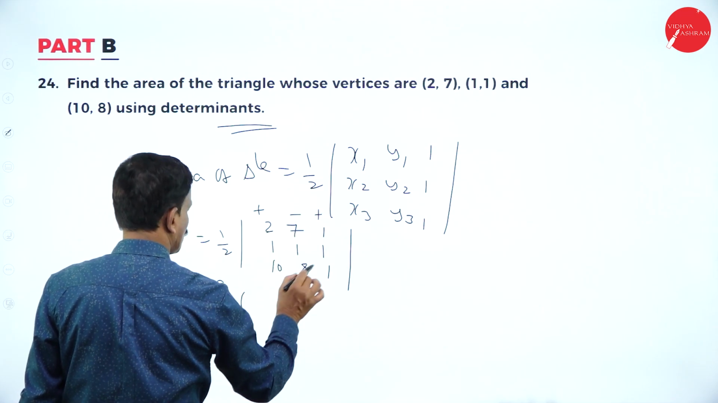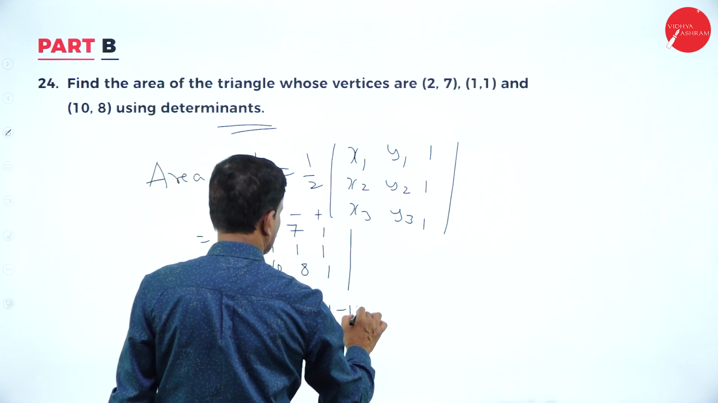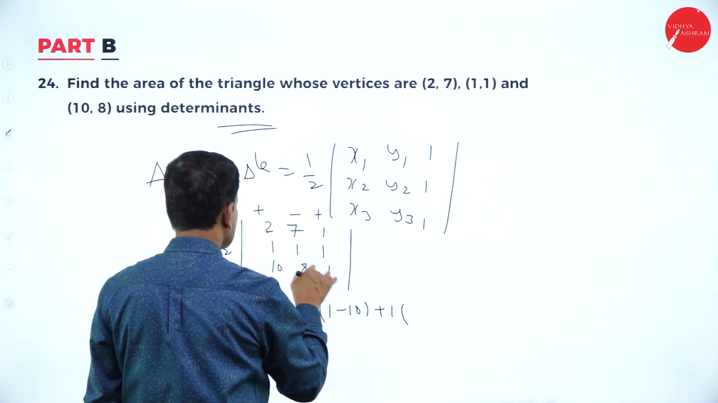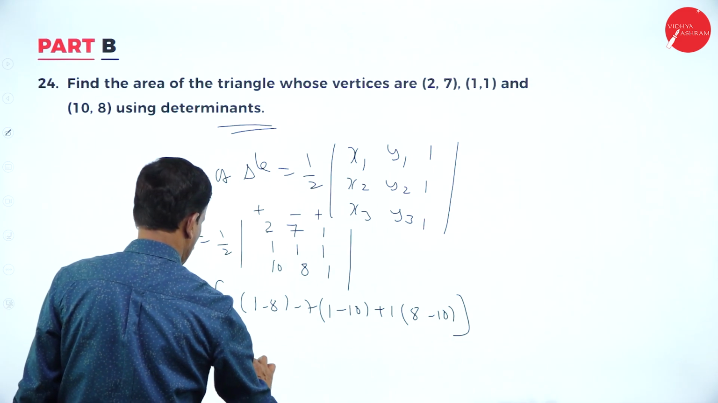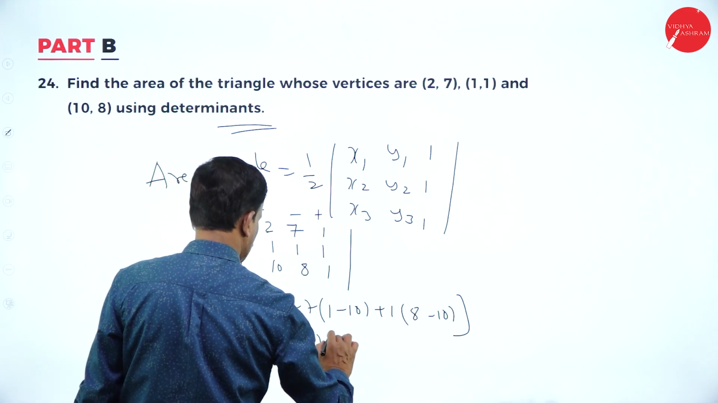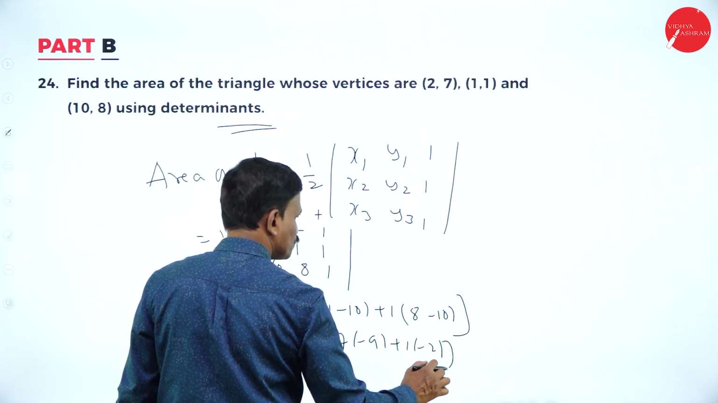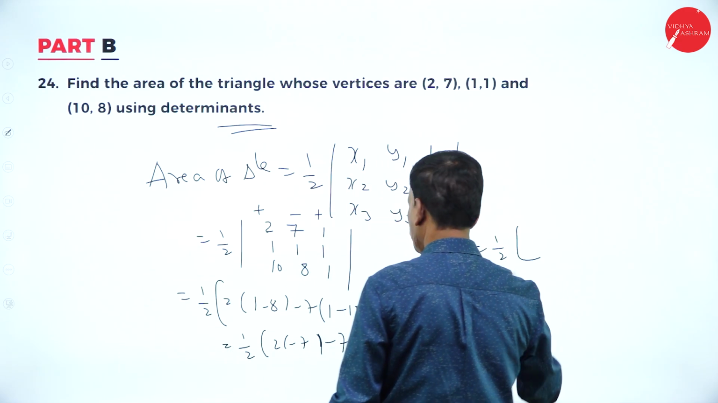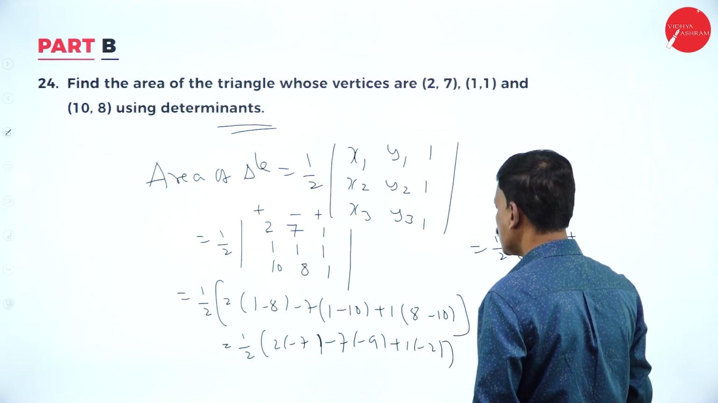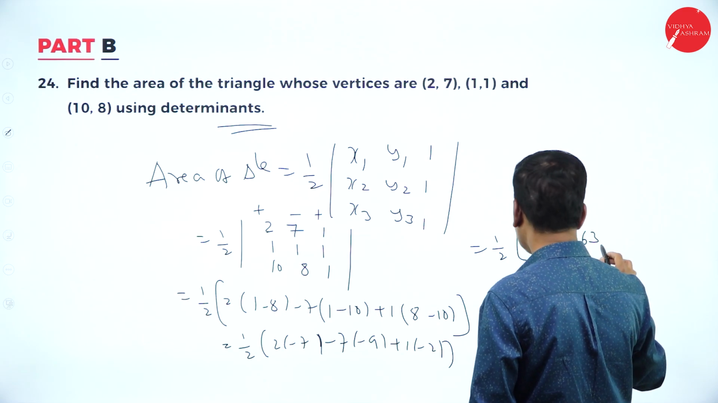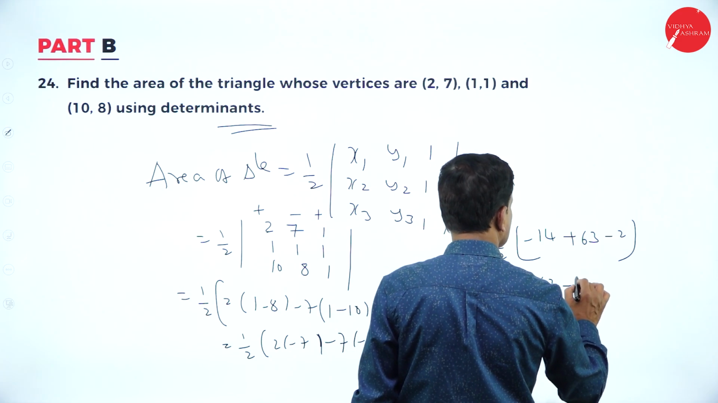2 into 1 ones are 1 minus 8, minus 7 into, this is gone, 1 ones are 1 minus 10, plus 1 into, this is gone, 1 8s are 8 minus 10. So, this is equal to half into 2 into minus 7, minus 7 into minus 9, plus 1 into minus 2. This is equal to half into 14 minus, minus into minus plus, 9 7s are 63, again minus 2. So, this is half into 63 minus 16.